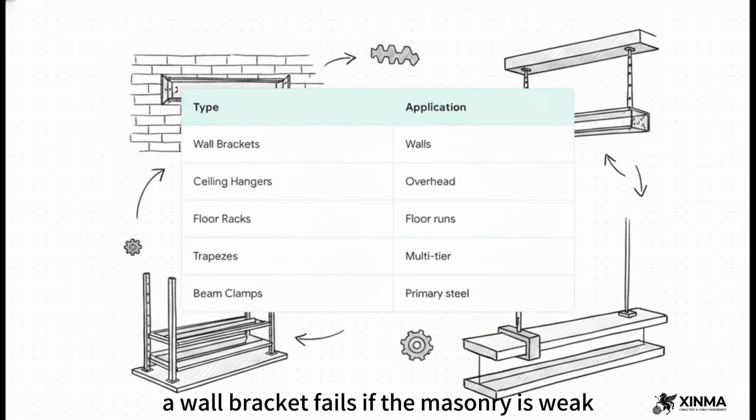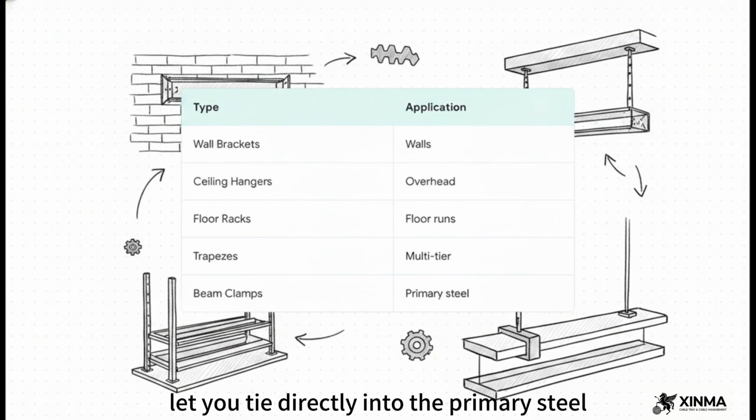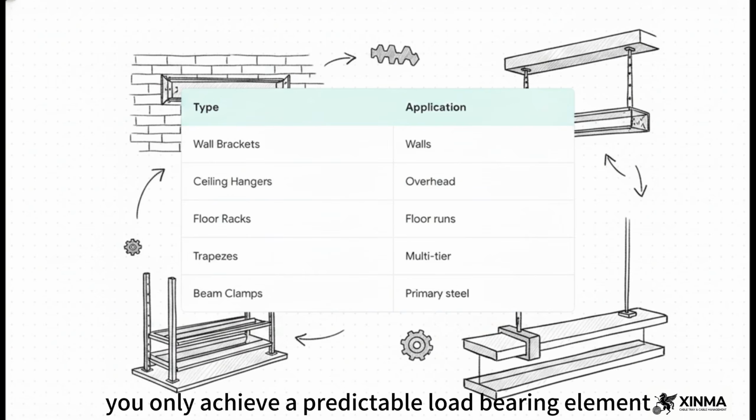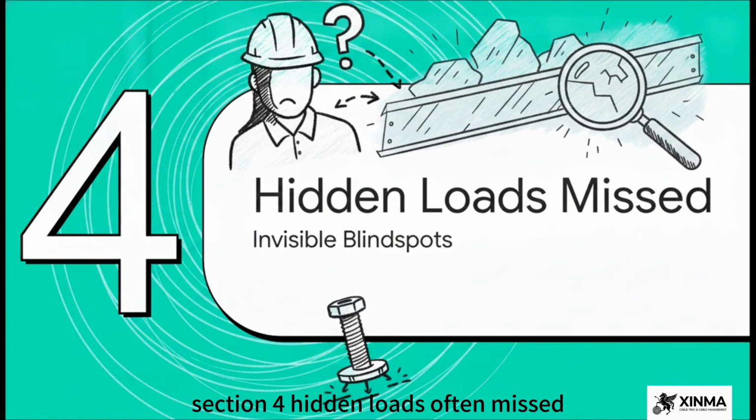A wall bracket fails if the masonry is weak. Now, trapezes are fantastic for heavy multi-tier runs, while beam clamps let you tie directly into the primary steel without any drilling. You only achieve a predictable load-bearing element when you match the specific support type to the exact structural environment of your site. Section 4, hidden loads often missed.